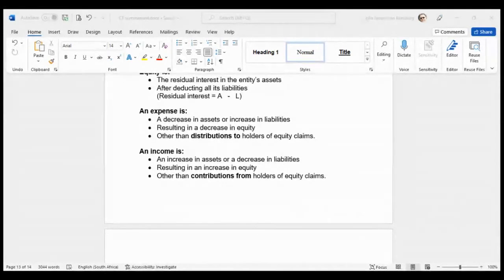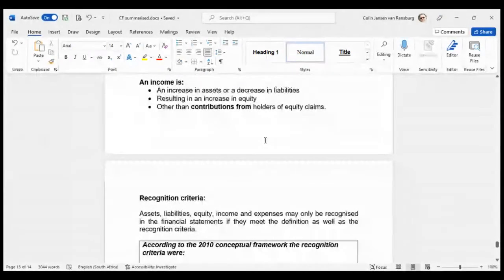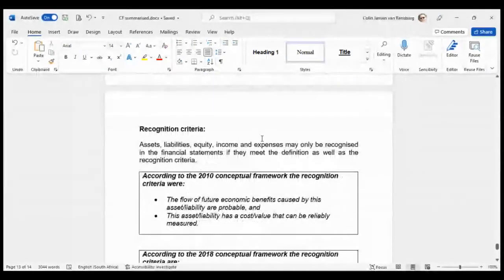Thank you, ladies and gentlemen, for all those answers. So those are the definitions of the five elements of our financial statements. We'll see a little bit later where they fit in.